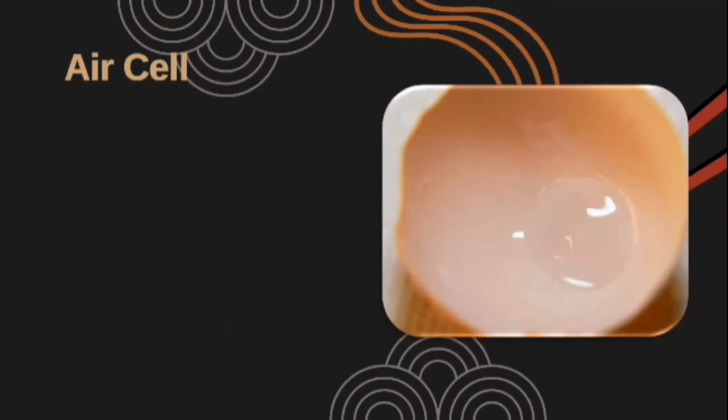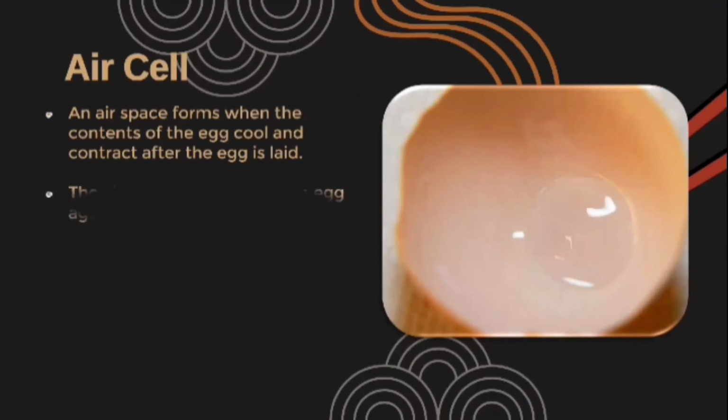Number 3 is the air cell. Okay, what is an air cell? An air cell forms when the content of the egg cool and contract after the egg is laid. Kapag lumamig daw ang egg, dun siya nag-form at nagko-contract kapag laid. Ibig sabihin, ipinanganak na ng manok. Okay? The air cell grows larger as an egg ages. So, lumalaki pala siya. Okay?